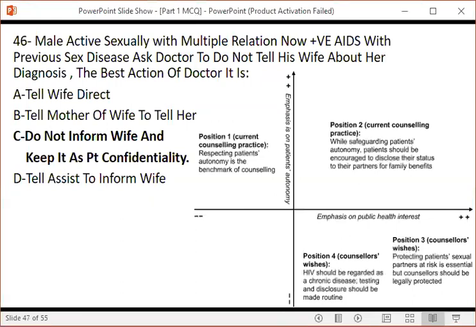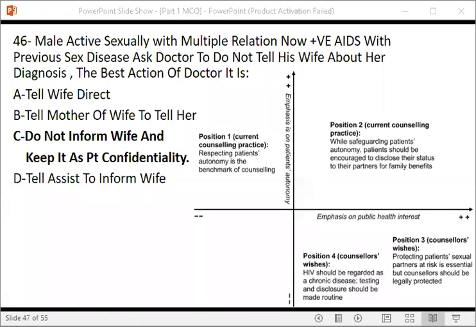Male, sexually active with multiple relations, now HIV positive, with a previous sexual disease. He asks the doctor not to tell his wife about his diagnosis. The best action for the doctor is to tell the wife directly, tell the wife's mother to tell her, do not inform the wife and keep it as patient confidentiality, or ask an assistant to inform the wife.